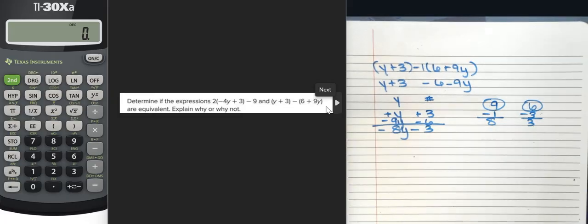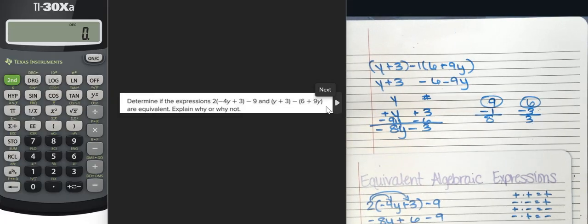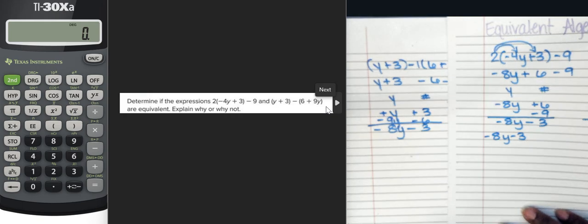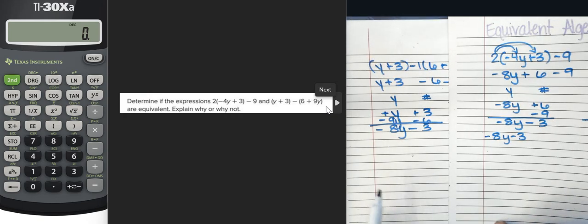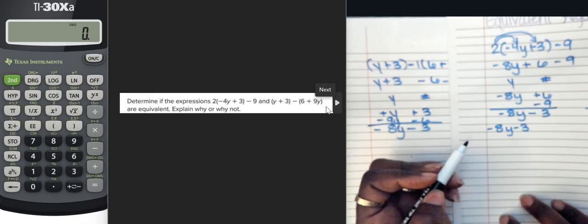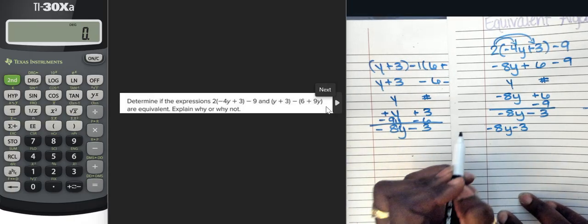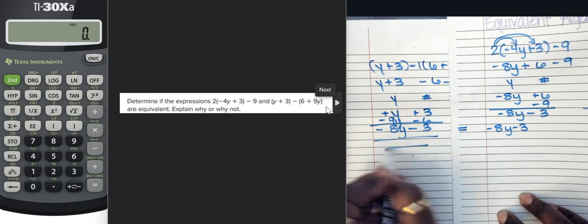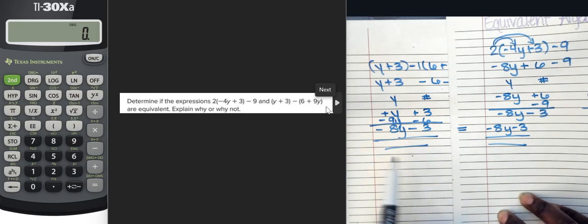Okay, so what we have for our first expression and our second expression, let's look and see how they compare to each other. Are they equivalent? Well, we said that negative 8y minus 3, is that equal to, let me put them on the same levels. There we go. All right, so are they equal to each other? Negative 8y minus 3, negative 8y minus 3. So yes, they are equivalent to each other because they are the same values.